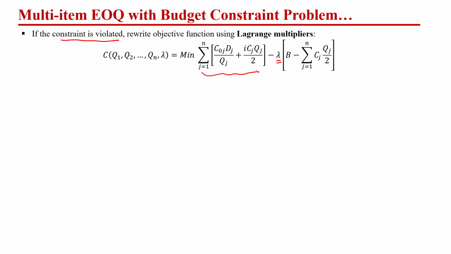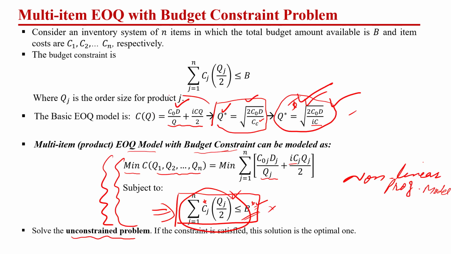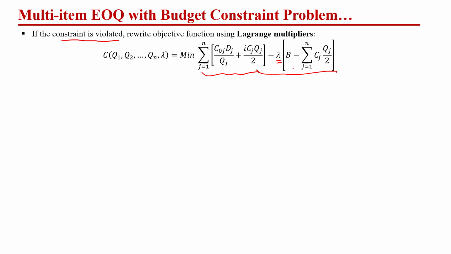So in this function, we now have two decision variables. If you remember, in the total cost of the single item product, our decision variable was Q. We were interested in finding the value of Q, as we already know the ordering cost against every order and the carrying cost against every product. But in this equation, we have two decision variables: one is Qj star, the optimum order quantity against every product, as well as lambda, which we have introduced using the Lagrangian multiplier approach.